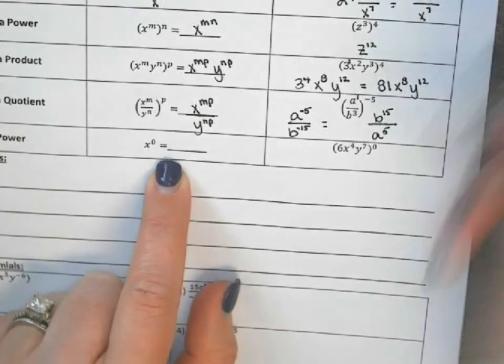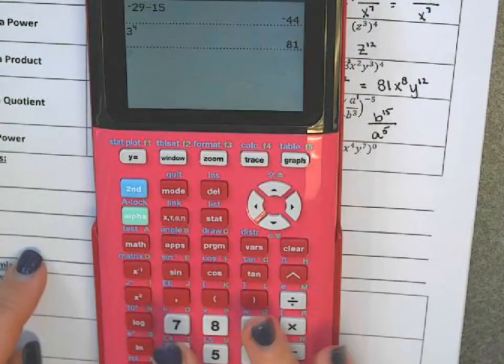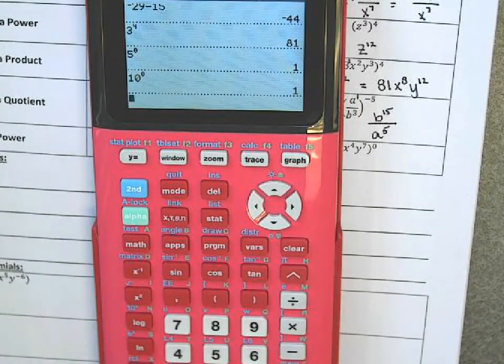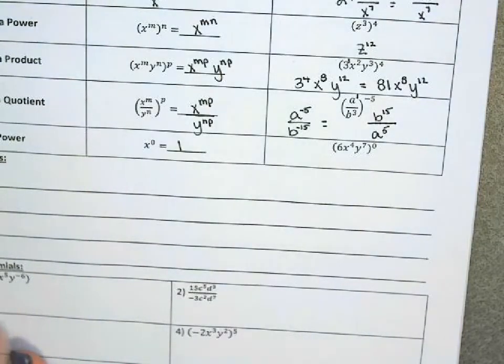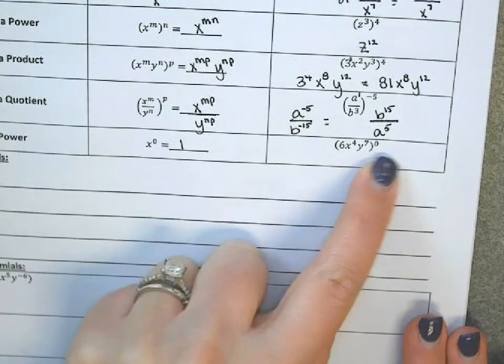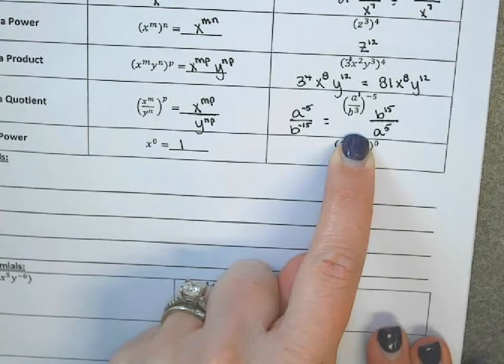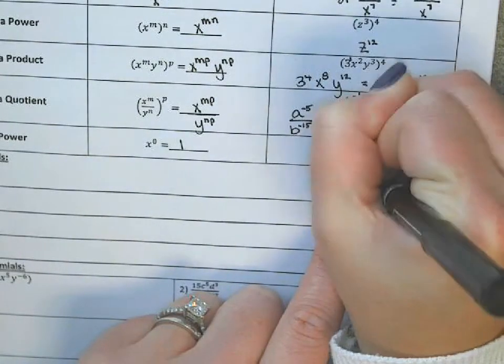Anything raised to the power of 0 is equal to 1. If you're ever not sure, take anything to the power of 0. 5 to the power of 0 is 1. 10 to the power of 0 is 1. Anything to the power of 0 is 1. And if you can't remember, type it in a calculator. Now, this one, there's nothing you have to do here because this whole thing, it doesn't matter what's on the inside. It's being taken to the power of 0. So overall, our answer is just 1.